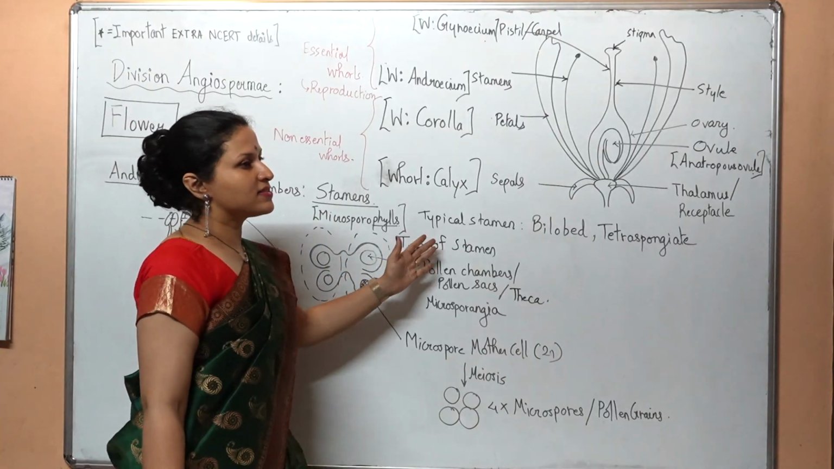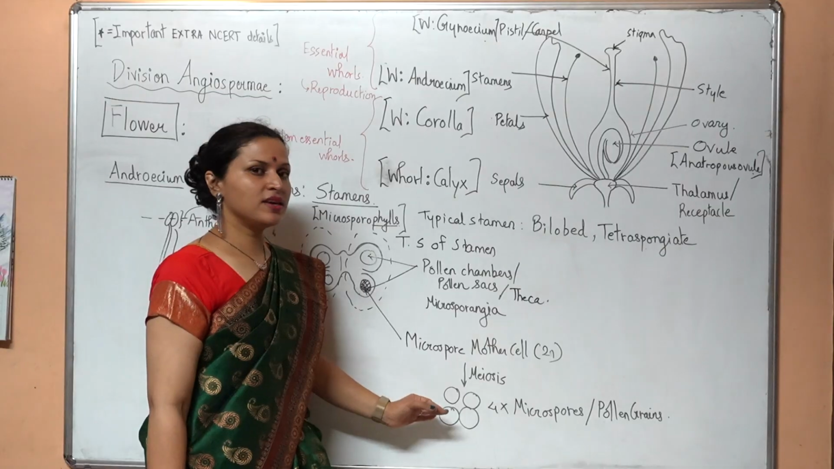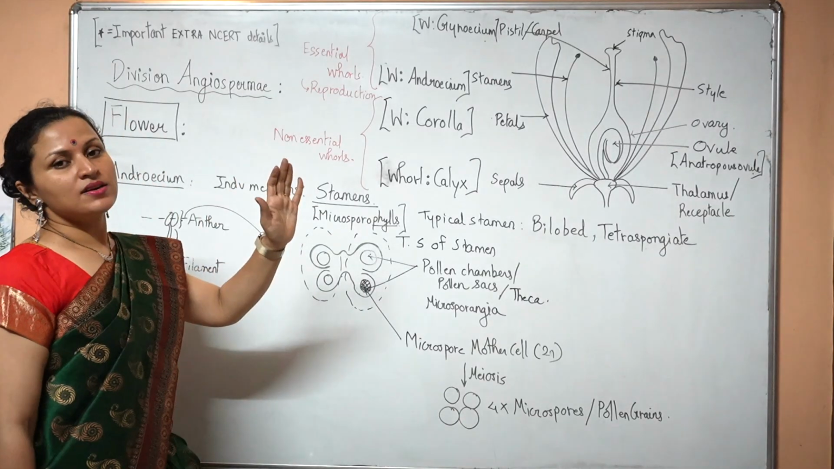This microsporophyll has successfully produced the microspores. These microspores are the first cells of the male gametophyte. Next we look at what happens in the megasporophyll.